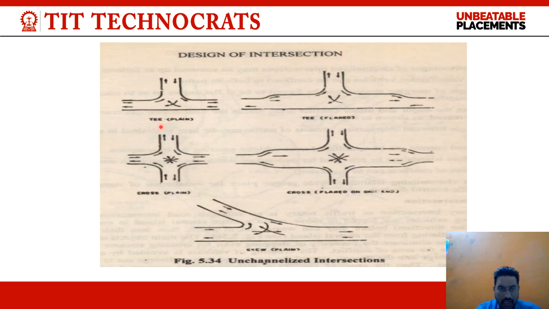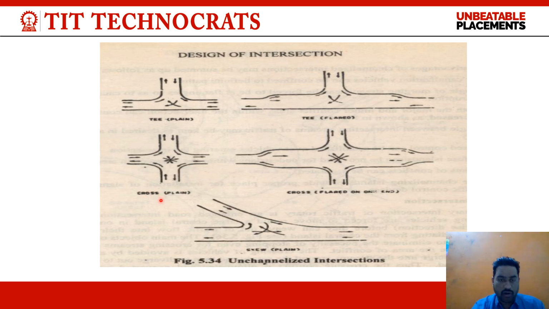This is the simple diagram of a T, which is plain. This is the unchannelized intersection. This is the T flared unchannelized intersection. This is some extra width at the intersection, so that is known as flared.